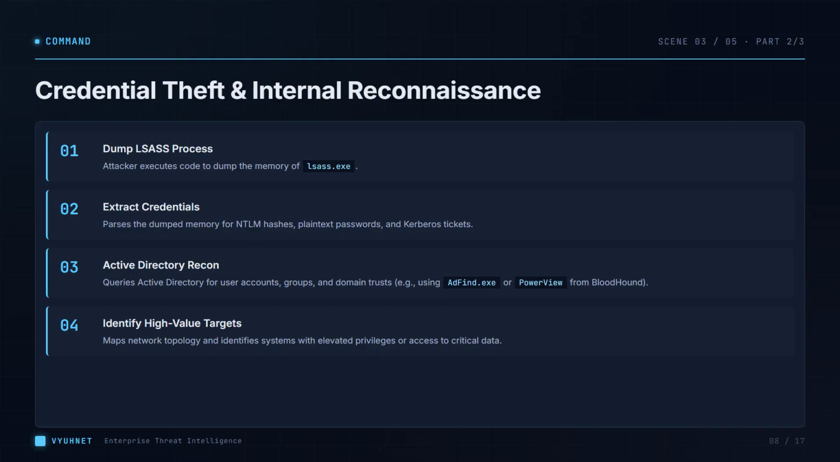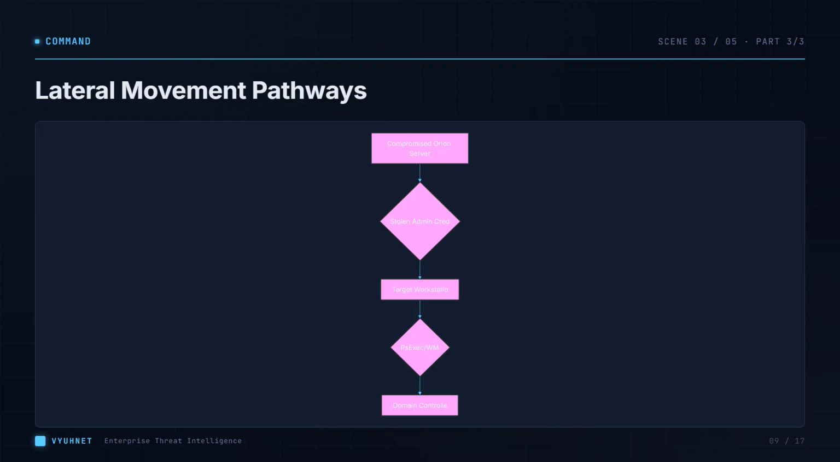Armed with stolen credentials and a map of the network, attackers performed lateral movement. Common techniques included PsExec or WMI, Windows Management Instrumentation, to execute code remotely on other machines. They also exploited valid accounts to access administrative shares, SMB, or establish RDP sessions. The goal was to reach domain controllers, critical servers, or data repositories.